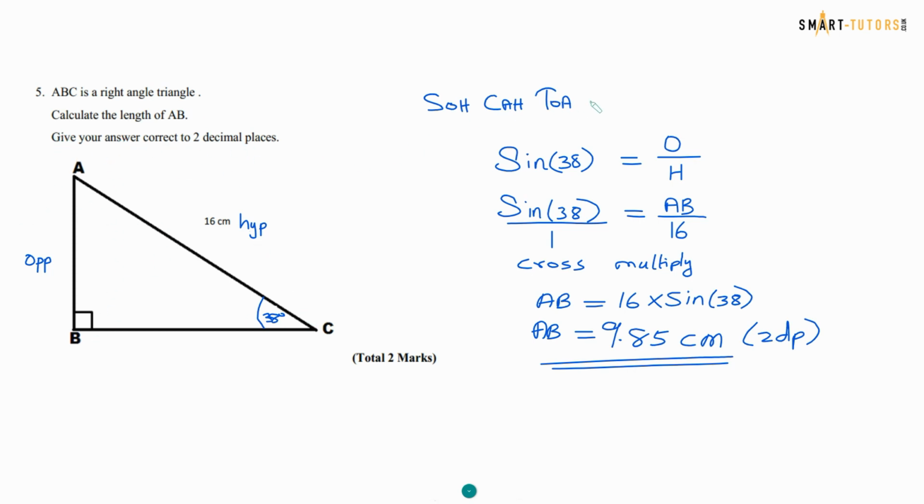So use the SOH CAH TOA rule. The angle 38 is given. Opposite is the question. Hypotenuse is given, 16. Opposite and hypotenuse is sine. So sine 38 is equal to opposite over hypotenuse. Substitute the opposite, which is AB. Hypotenuse is 16. Cross multiply and you will end up with the answer AB equals 9.85.